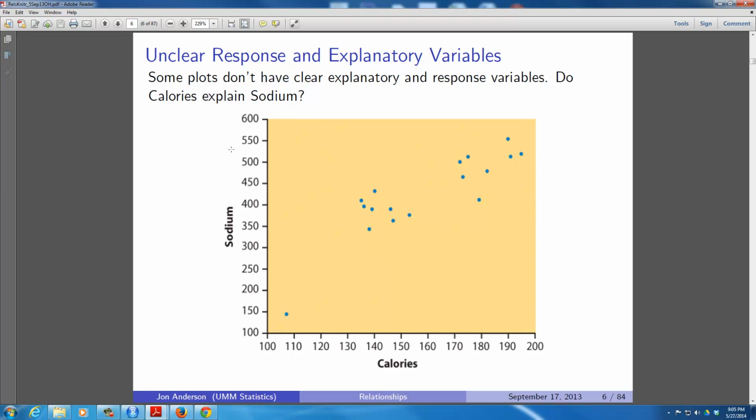But it really isn't the case that one of these variables really could go on either axis. There really isn't some sort of causal system that calories produce sodium or sodium produces calories, and it's really not clear which one of these two variables should be on the horizontal axis and which one should be on the vertical axis. It's very much arbitrary in this case which one should be the x variable and which one should be the y variable.